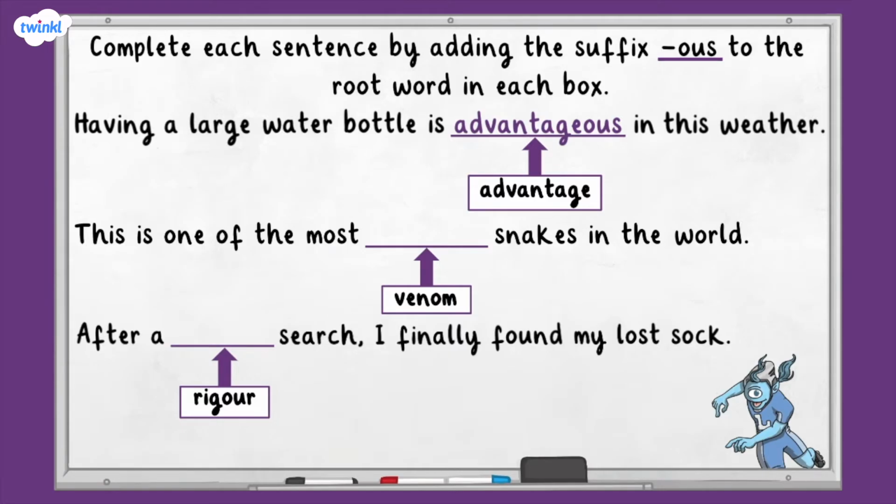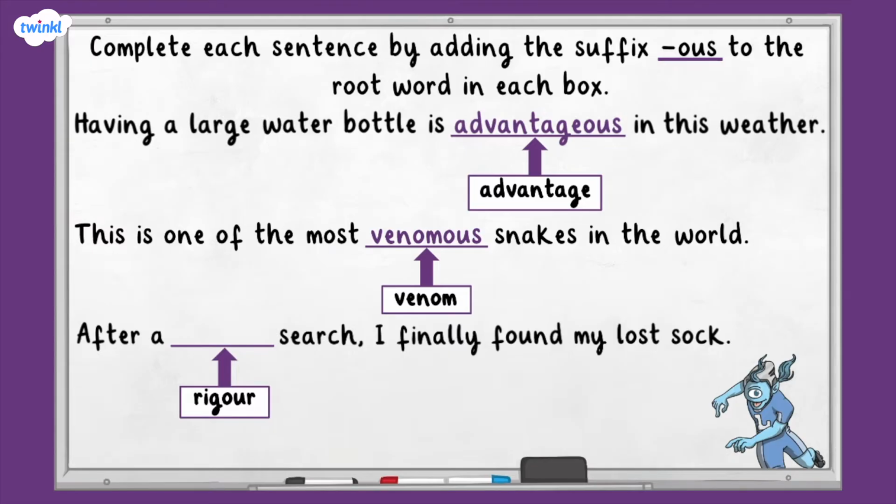The second sentence says, this is one of the most venomous snakes in the world. The word venom doesn't follow any specific ous rules, but the sound of the word venomous can give us a clue about how it's spelt. As there is no change in the sound of the root word, the suffix ous is added to the end. Venomous is spelt V-E-N-O-M-O-U-S.